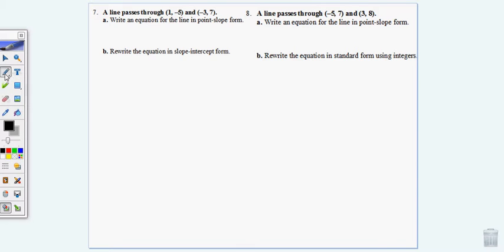Problems 7 and 8 ask us to find a point-slope form of an equation for the points that they give us. They only give us 2 points. That's all we get. We have an x and a y and an x and a y. We have to find point slope. So we have a point, right? We actually have 2 points. We only need 1, but they give us 2. We still need to find a slope.